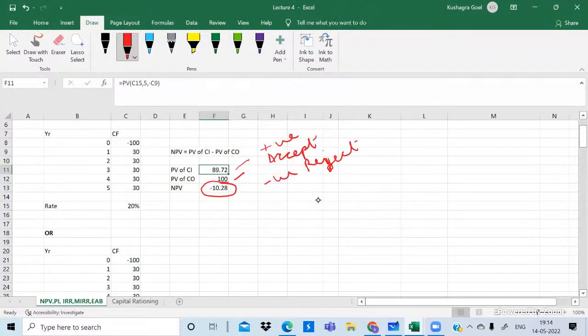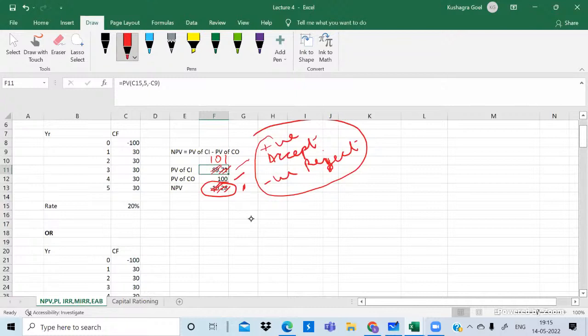Now, this approach that I've given you is all right from an exam perspective, from a classroom perspective. It says that accept the project if NPV is positive, reject the project when the NPV is negative. But in the industry, let's say if I take this same example, you're spending 100 today, and let's say the present value is not 89.72, let's say it is 101. So present value of inflow is 101, present value of outflow is 100. So what will be my NPV? My NPV will be positive 1.